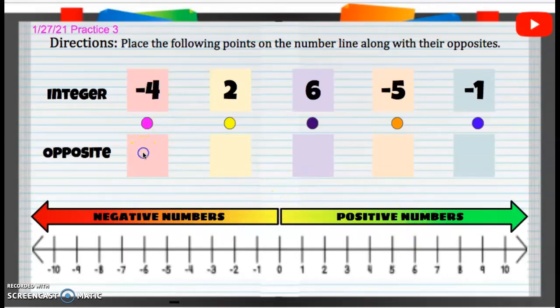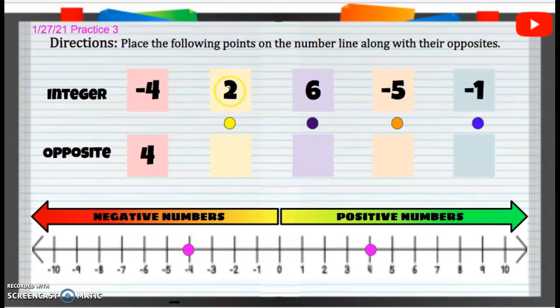So -4, let's plot -4. So here's -4 over here. The opposite of -4 is going to be +4. So now instead of going -4 from 0, we're going to go +4 from 0. So they are the same distance away from 0, just in opposite directions.